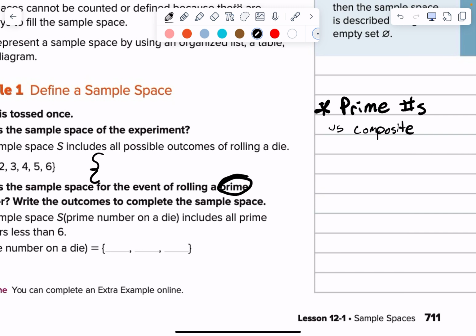Composite. 1 is neither prime nor composite. What is it then? It's neither. It's just 1. That makes sense. 1 is neither prime nor composite.